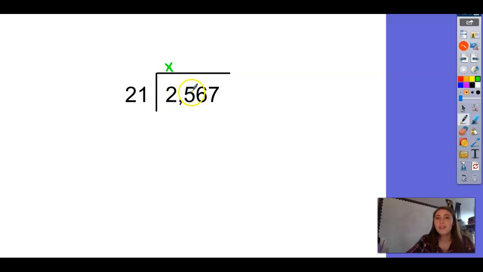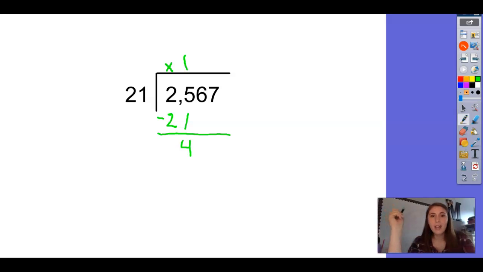So now I'm going to check my thousands and hundreds. Can 21 fit into 25? Well, yeah, it can fit in one time because 21 times 1 equals 21. So I'm going to write a 1 above my hundreds and then subtract 21 from 25. 25 minus 21 is 4. Now I need to go back to my compare. Can I fit 21 into 4? No, I know I can't.